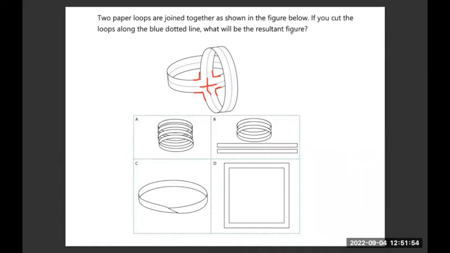Malhar, that is the correct answer. Krish, correct answer. Ananya Patel, correct answer.